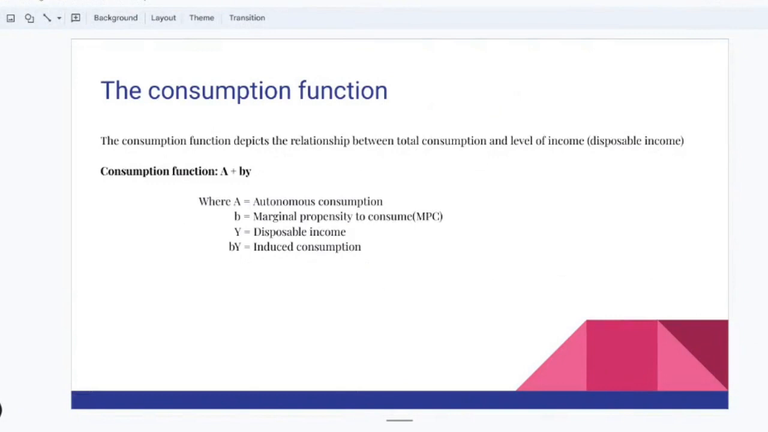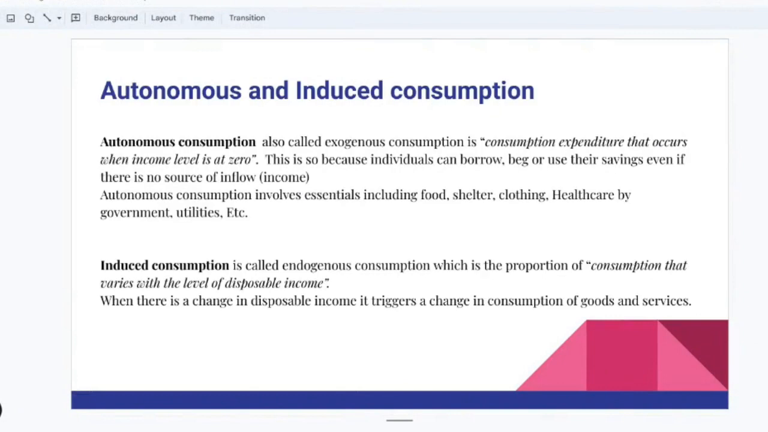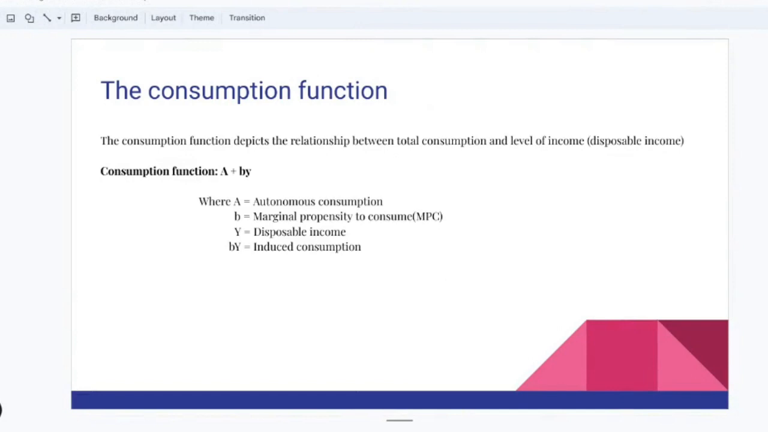All right. Now, we just spoke about autonomous and induced consumption. Now, we have to look deeper into the consumption function. You could define it as a function that depicts the relationship between total consumption and the level of income. And normally, as I stated before, we use income that is adjusted for tax. So whatever is left after taxes are paid would be disposable income, and that's the amount that we would use. So the consumption function would be A plus BY.